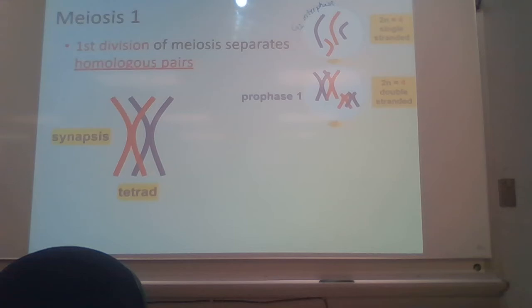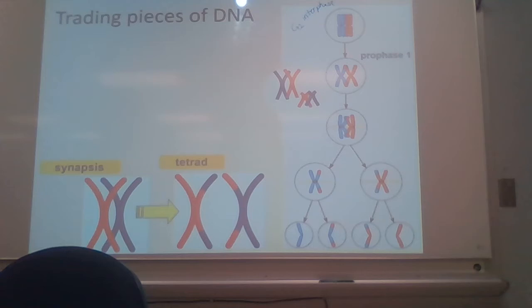There's a really special event that happens in the formation of the synapsis and in the formation of those tetrads that you might remember from Bio 1. And that process involves the trading of pieces of DNA. The technical term for that process is called crossing over. So this happens during prophase 1.